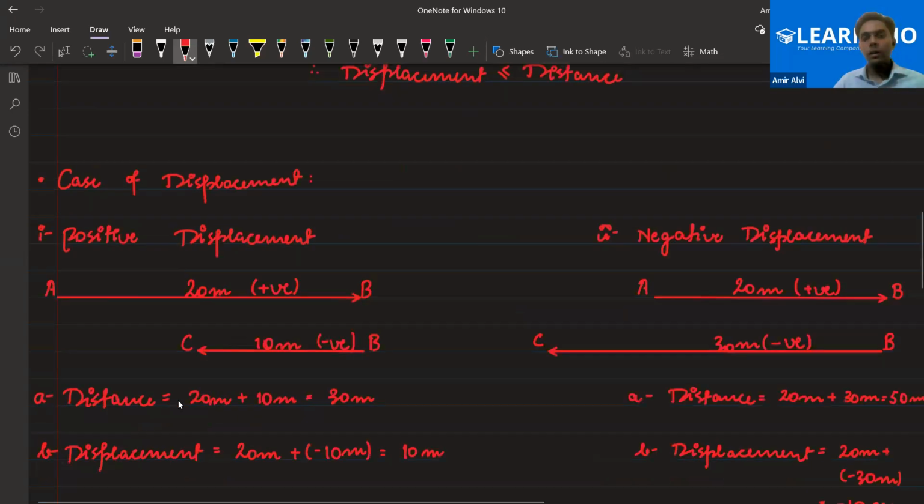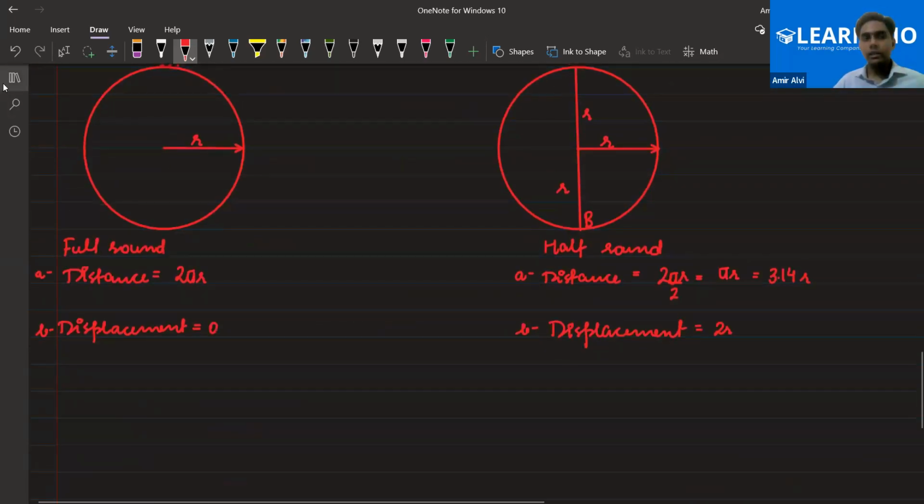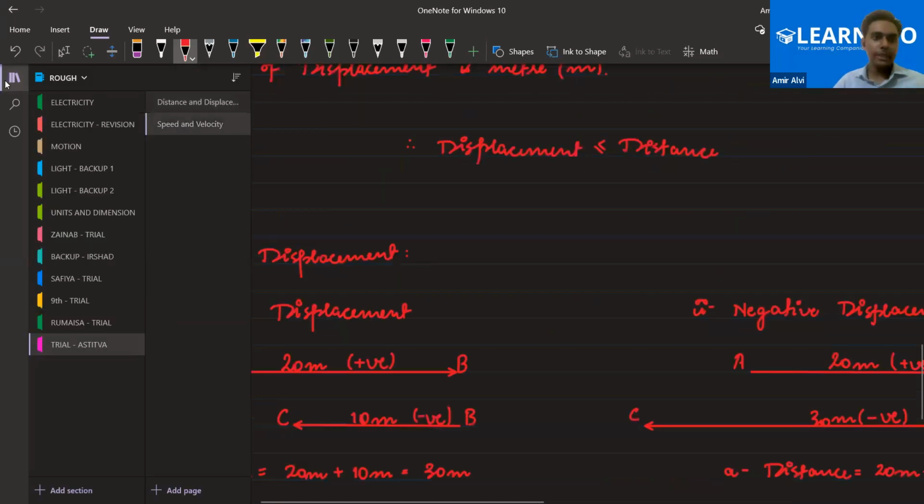So this is all about distance and displacement. Now let's talk about speed and velocity.